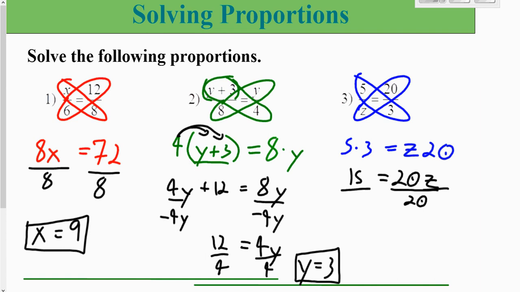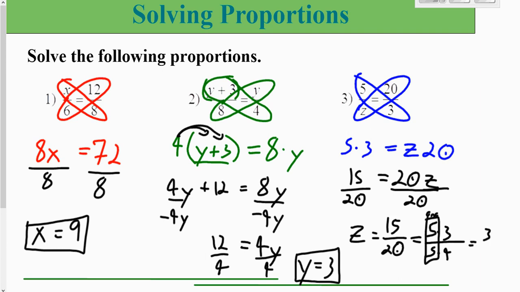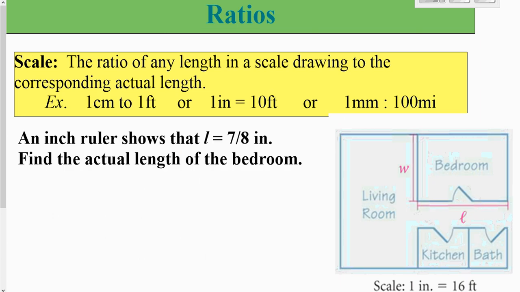Divide by 20, divide by 20, and I get z is equal to 15 over 20, and reduce anytime where possible. Both of these are divisible by 5, so I can do 5 times 3 over 5 times 4. This simplifies to be 1, and 1 times 3/4 is 3/4. Okay, so that's how we'll try and go about solving our proportions.